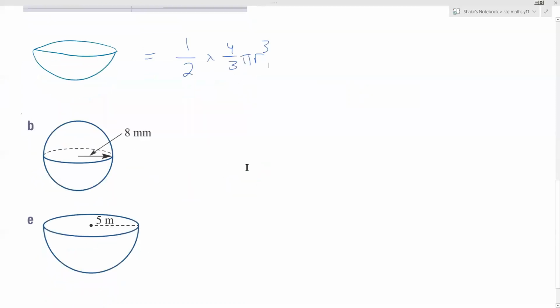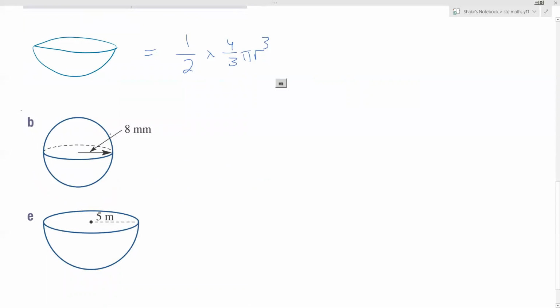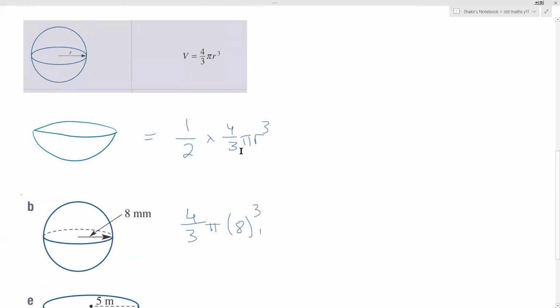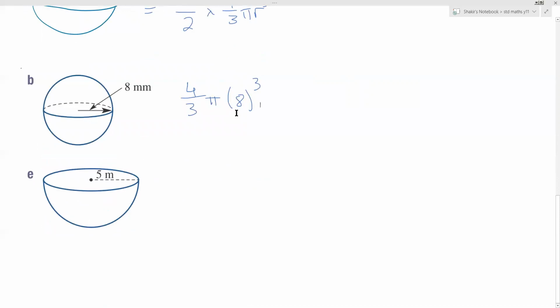Pretty straightforward. Let's move on. Let's do this question. How would you find the volume of this sphere? Well, you need to have 4/3 pi times the radius cubed. Over here, the radius is 8 millimeters. 4/3 pi r cubed. 4/3 pi times the radius, which is 8 cubed. Put it in the calculator, and you'll get the answer. So it's just a matter of putting it in a calculator.